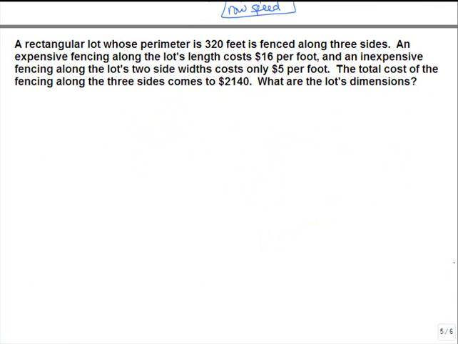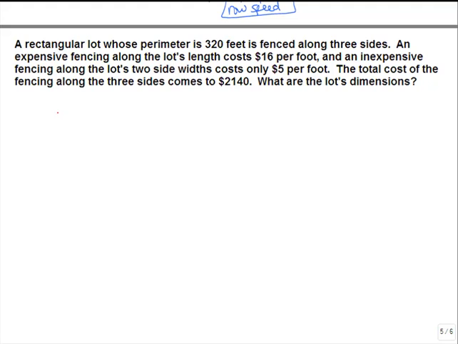Alright, let's try one last example, and this one has a little bit of geometry in it. So on this example, we have a rectangular lot whose perimeter is 320 feet, and it's going to be fenced along 3 sides. An expensive fencing along the lot's length costs $16 per foot, and an inexpensive fencing along the lot's 2 side widths costs only $5 per foot. The total cost of the fencing along the 3 sides comes to $2,140. What are the lot's dimensions?